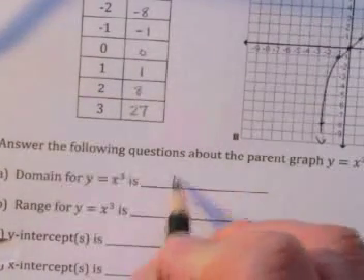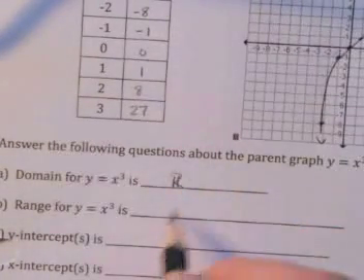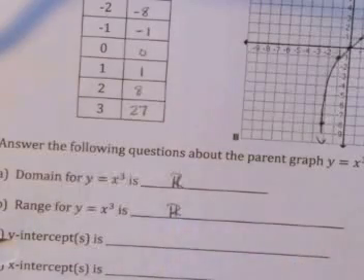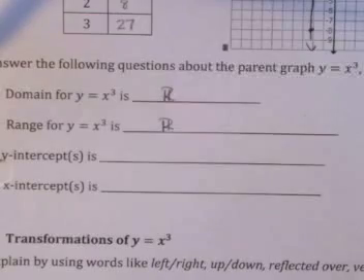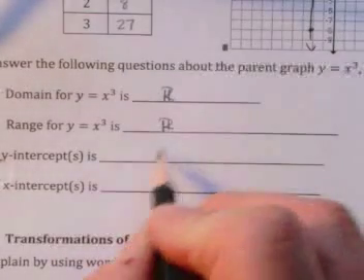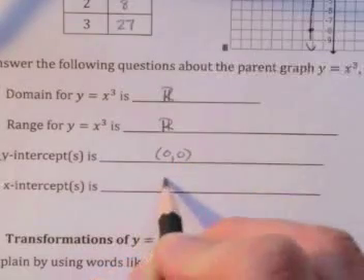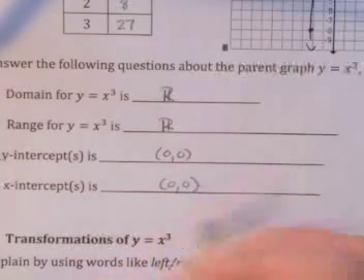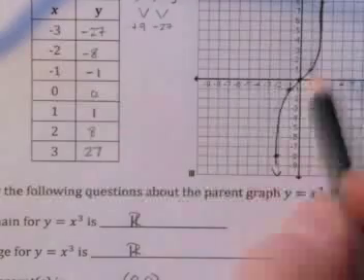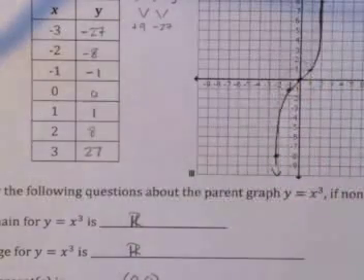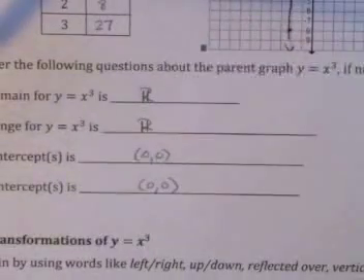The domain for our cubic function is all real numbers. And likewise, the range for our cubic function is all real numbers. And if I haven't shifted my graph, the x and y intercepts are 0, 0. Notice this graph goes right through the origin. So that's the basic cubic function.